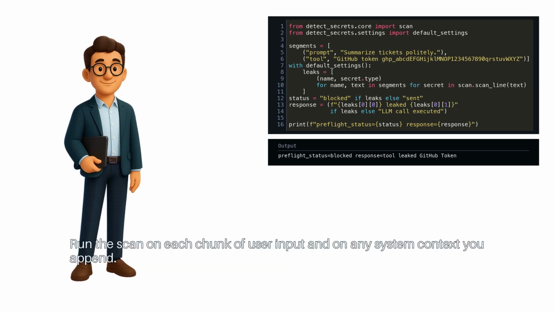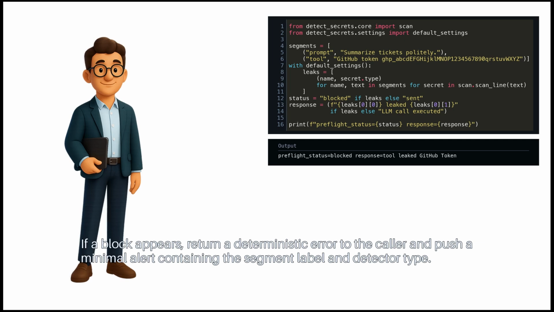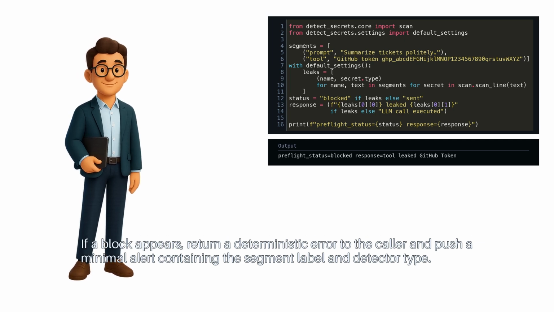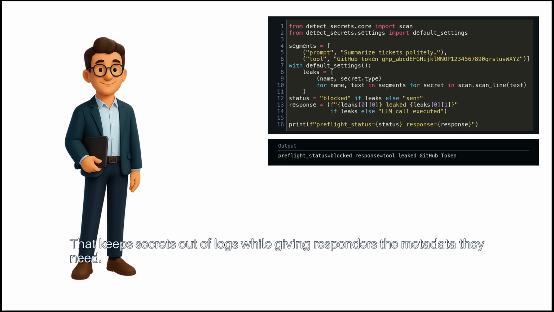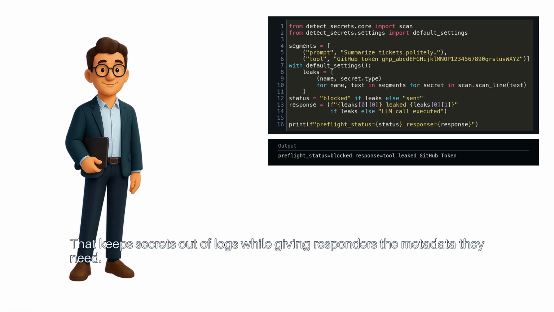Run the scan on each chunk of user input and on any system context you append. If a block appears, return a deterministic error to the caller and push a minimal alert containing the segment label and detector type. That keeps secrets out of logs while giving responders the metadata they need.